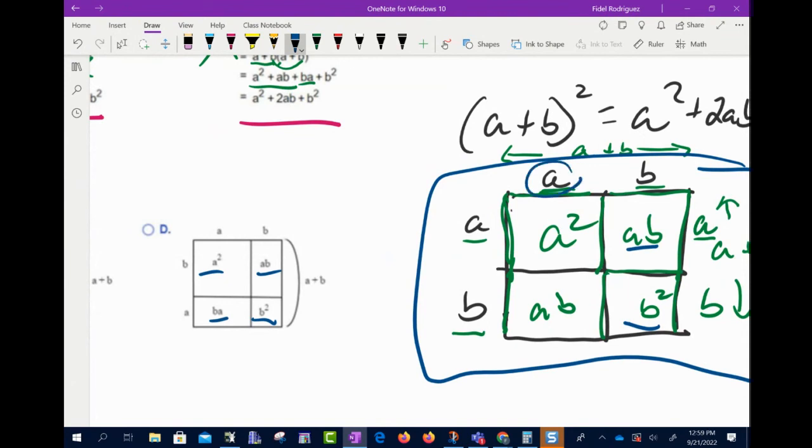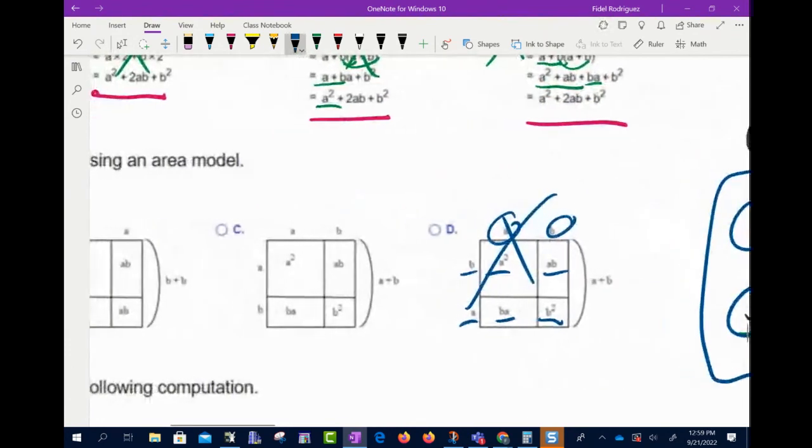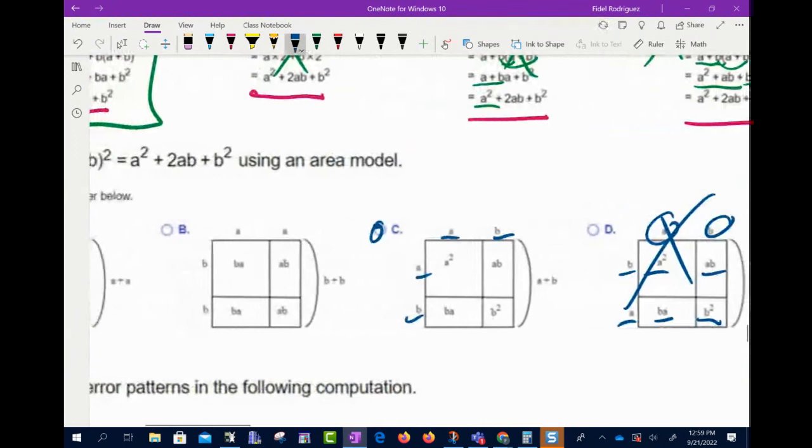But I also want you to notice, I have an A here and an A here, and I have an A here and a B here. Hey, look, I got a B and an A. That doesn't look like it matches up, okay? Which one looks like it matches up the best? Probably C, right? There's my A and my B and my A and my B, and everything else seems to be pretty good.